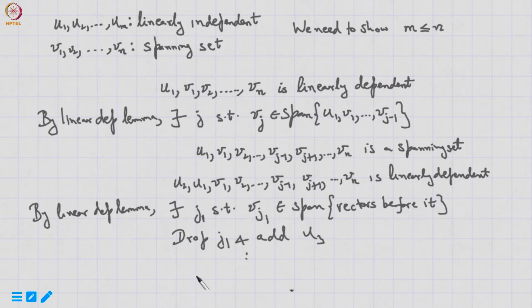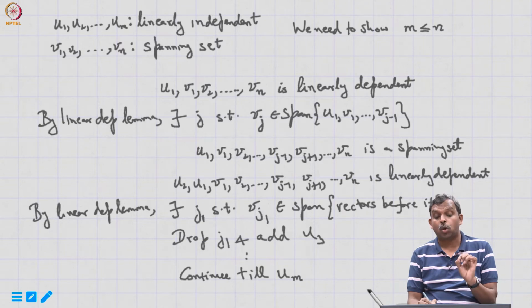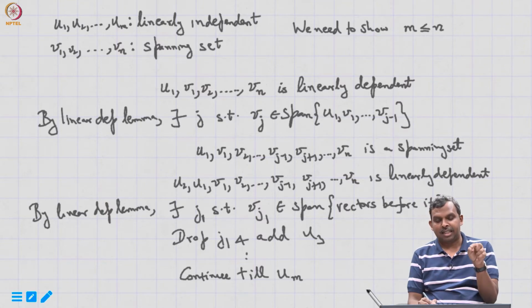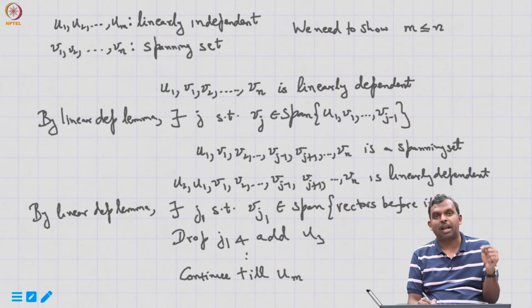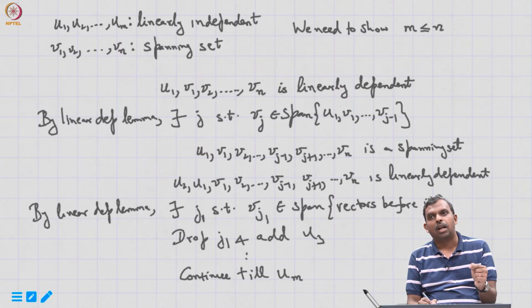Okay, continue till Um. Okay. Now what did I do in every step? There were a total of m steps, right? In the first step, I dropped Vj and added U1. In the second step, I added U2 and dropped Vj1. And in the third step, I added U3 and dropped another V. Every time when I added a U, I dropped a V. Okay? Without dropping a V, I did not add a U.